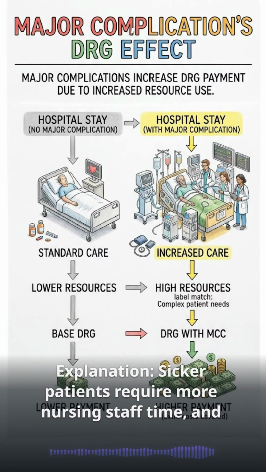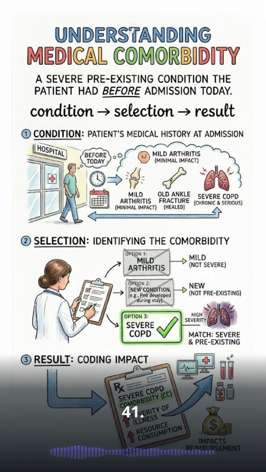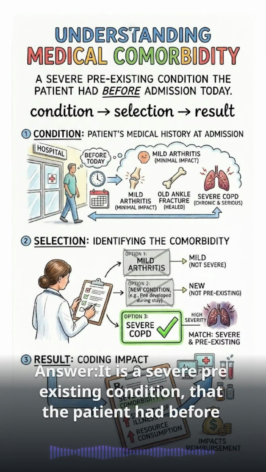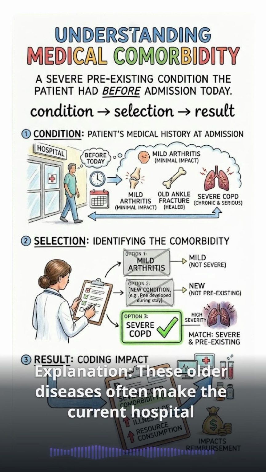Sicker patients require more nursing staff time and more expensive medicines to get better. 41. What is the exact definition of a comorbidity in the medical coding billing field? It is a severe pre-existing condition that the patient had before admission today. These older diseases often make the current hospital treatment much more difficult to manage.